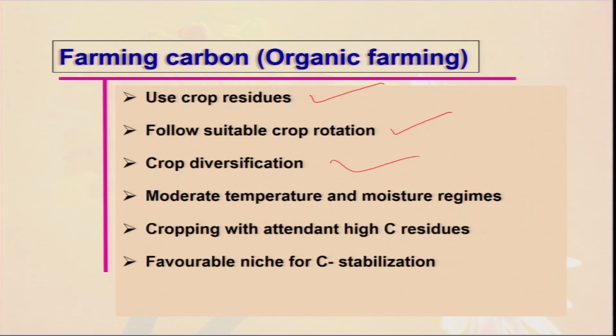So, they provide a sufficient quantity of water to the crop when there is no irrigation facility, so that yield will be better. And also we have a favorable niche for carbon stabilization.